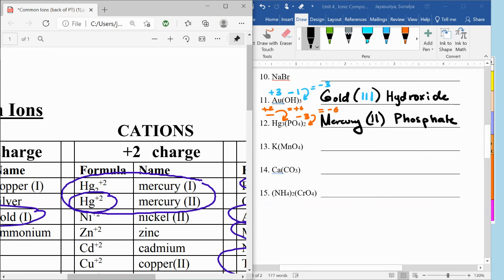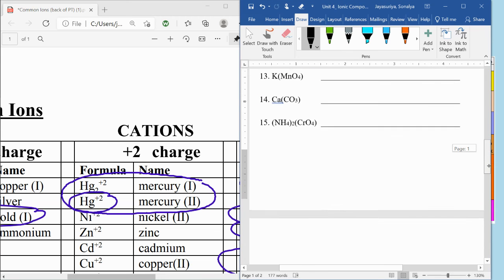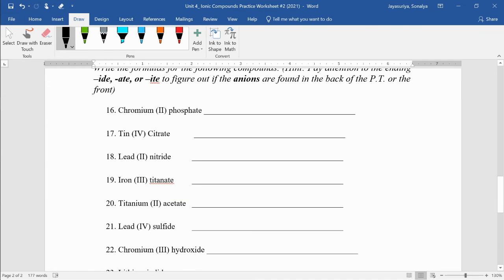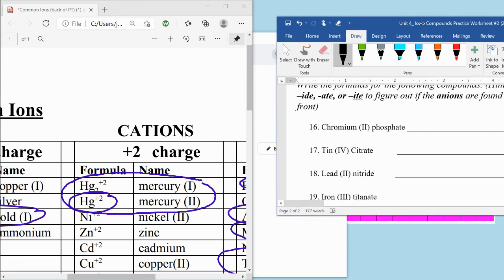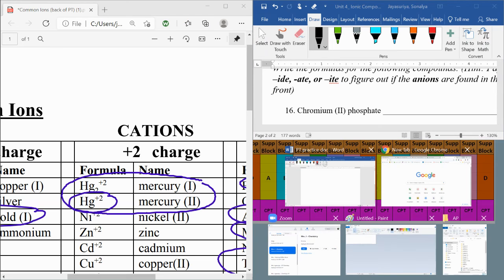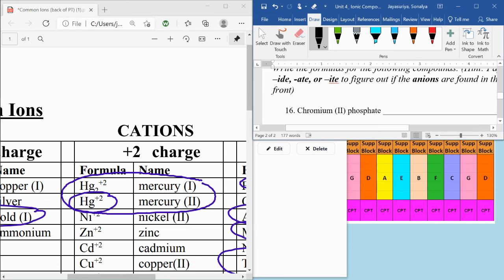Okay. Now, I think that's it in terms of transition metals. Let's go to the next section, which is the formation of the actual formulas of the ionic compounds. Let me try to see if I can snap this screen.